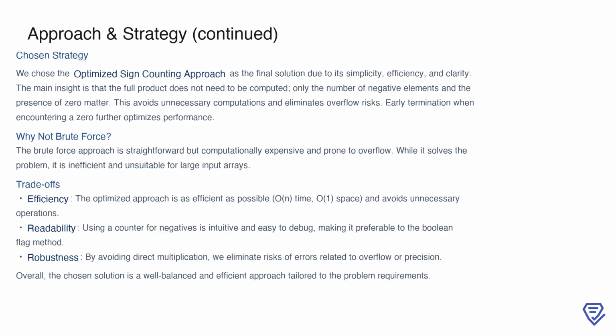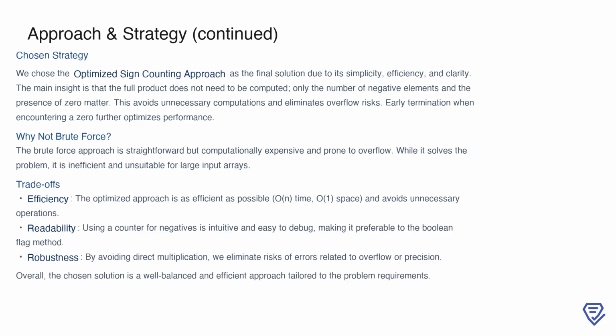The brute force approach, while straightforward, is computationally expensive and prone to overflow, making it unsuitable for large input arrays. Compared to the Boolean flag method, the sign counting approach is more intuitive and easier to debug, as a counter is clearer than toggling a flag. In terms of trade-offs, this method strikes the right balance between efficiency, readability, and robustness, making it the ideal choice for solving this problem.